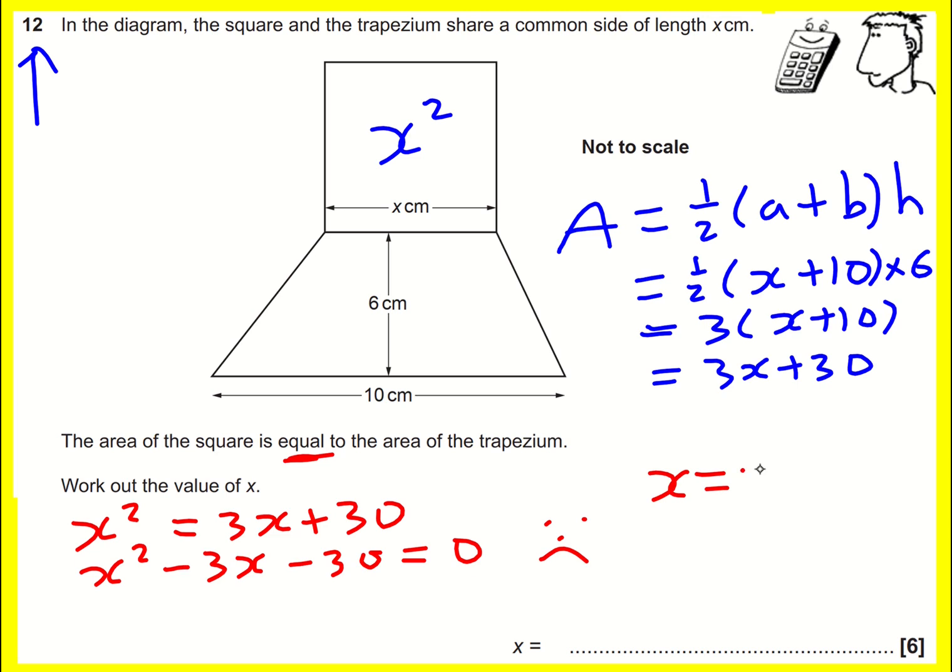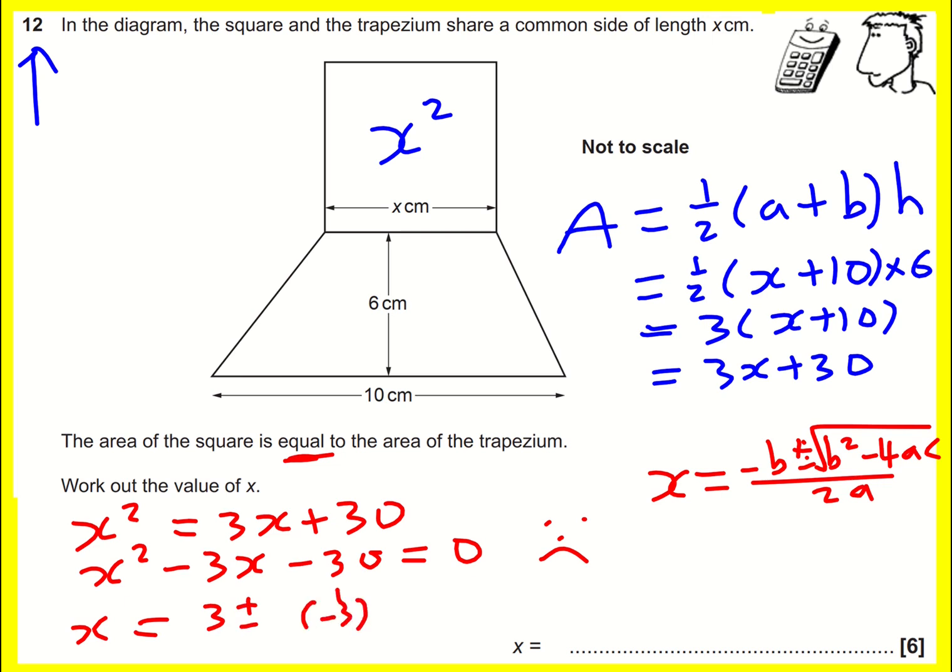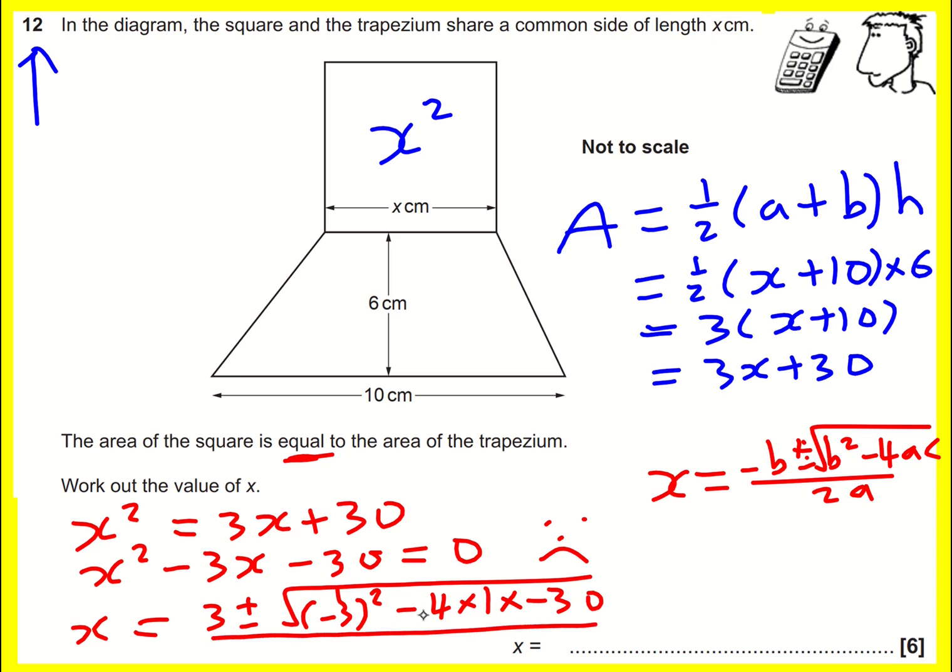x equals minus b plus or minus the square root of b squared minus 4ac, all over 2a. So for us, that's going to be 3 plus or minus the square root of minus 3 squared. Be sure to put it in a bracket. Minus 4 times 1 times minus 30, all divided by 2.